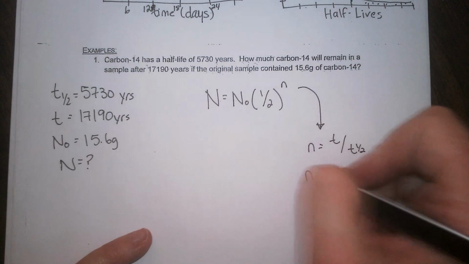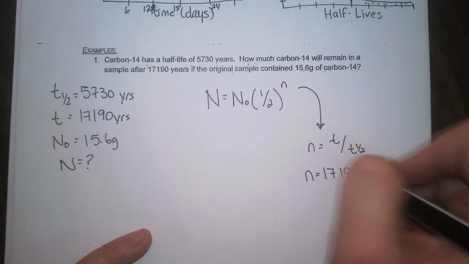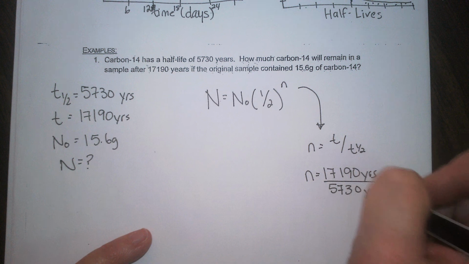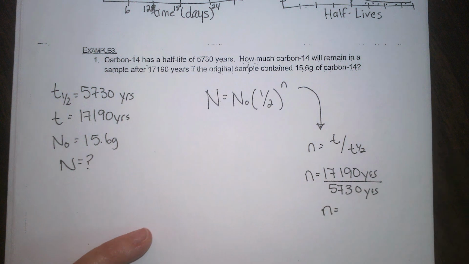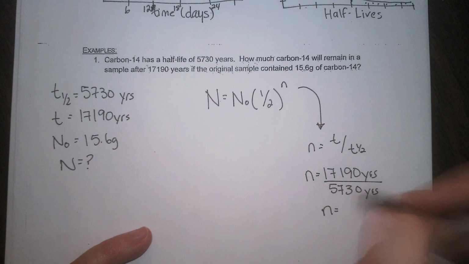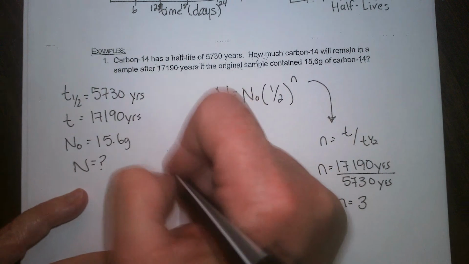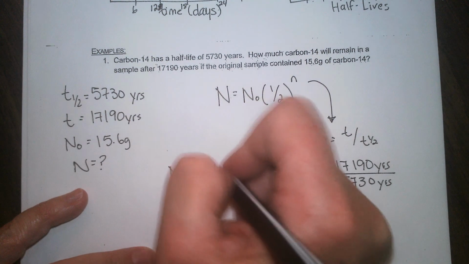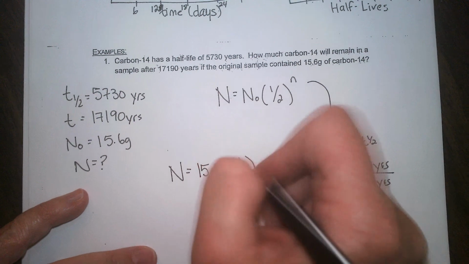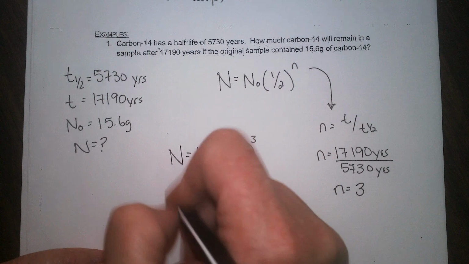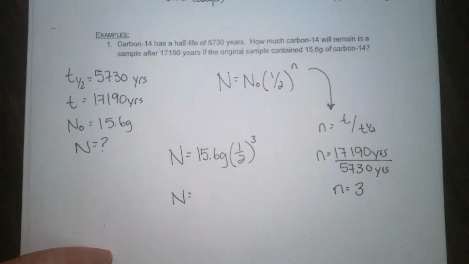Okay? So 17,190 years divided by 5,730 years. And for that, we get what value? 3. Okay? Then we can go back into our regular formula. We can go 15.6 grams multiplied by a half taken to the power of 3. And we get what value?